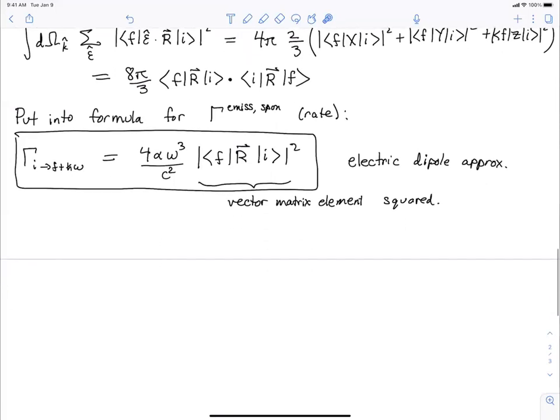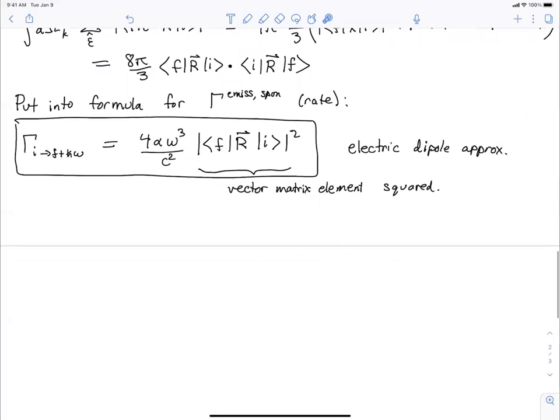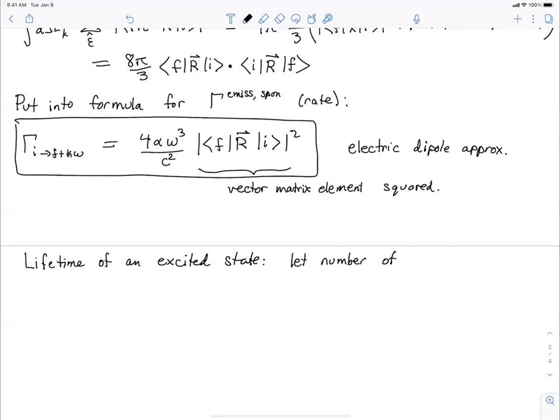Okay, so we'll actually talk about that in just a minute, but first I want to say something more about the interpretation of this gamma. So we can talk about the lifetime of an excited state. It's related to this gamma, as we're about to show. So to define it, let the number of atoms in the state I, that's the initial state, be some number that we'll call n sub I.